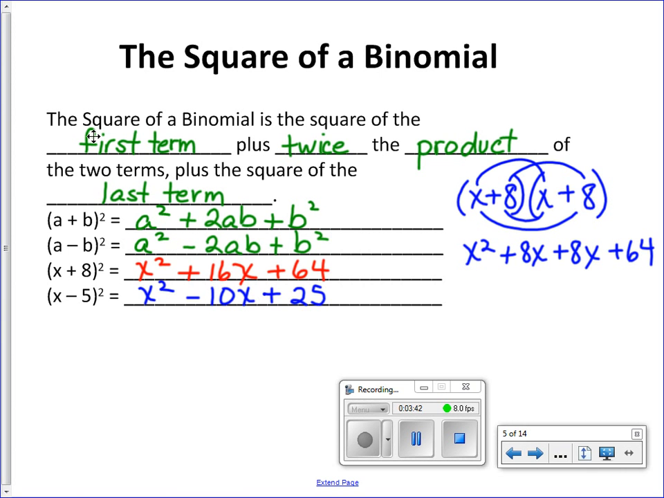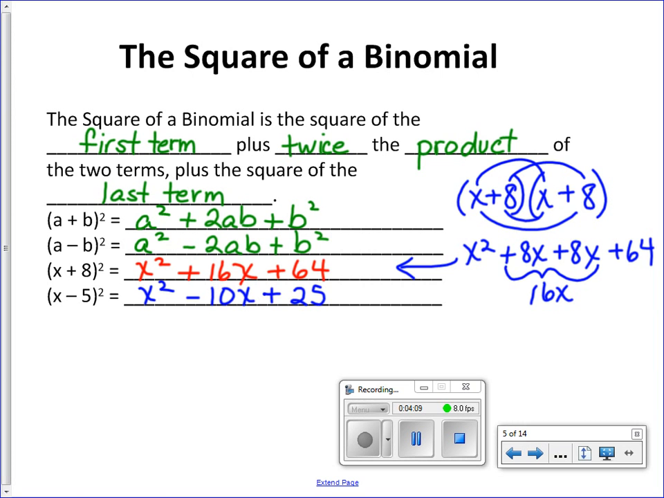So notice that my two middle terms that are like terms that I can combine are both the same. So I've got two terms that are the same. And so 2 times 8x is 16x, or said another way, 8x plus 8x is 16x. And that's why this method works.